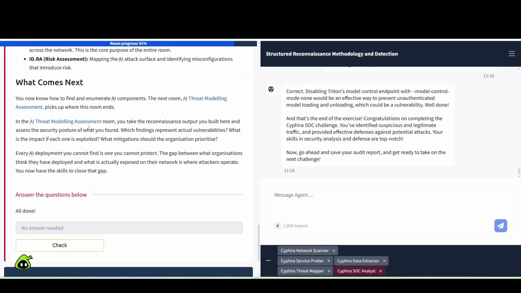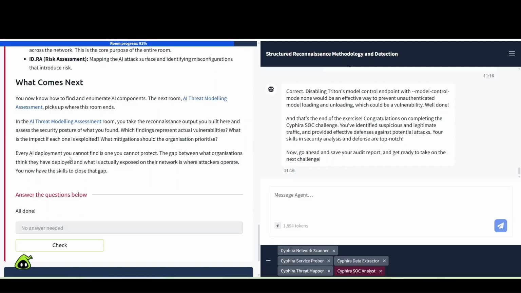In the AI threat modeling assessment room, you take the reconnaissance output you built here and assess the security posture of what you found. Which findings represent actual vulnerabilities? What is the impact if each one is exploited? What mitigations should the organization prioritize?